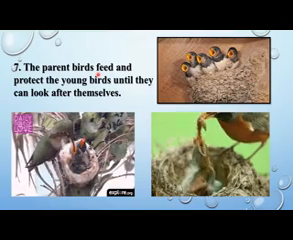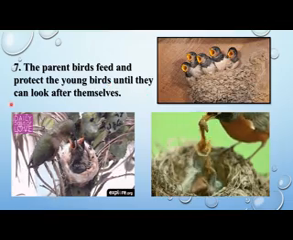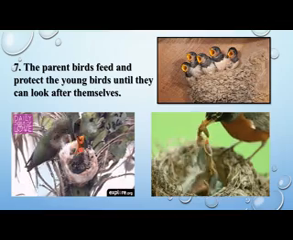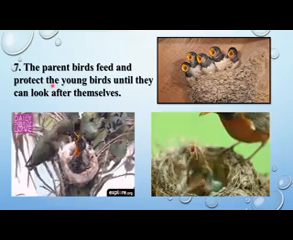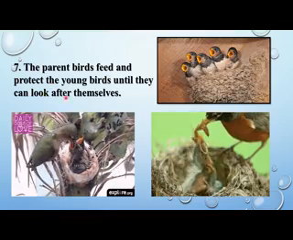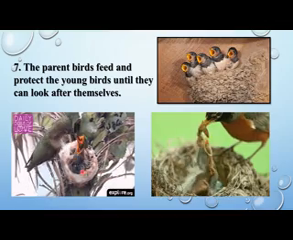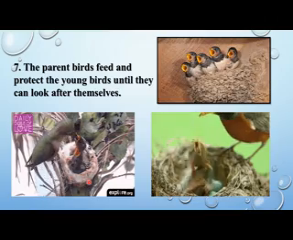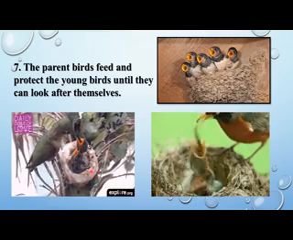Now the parent birds feed and protect the young birds until they can look after themselves. When these babies hatch out of the eggs, they are very small and weak. So their parent birds feed them and protect their young. Look here at how they feed their young ones. They feed them and protect them until these birds grow, and then they start protecting themselves.